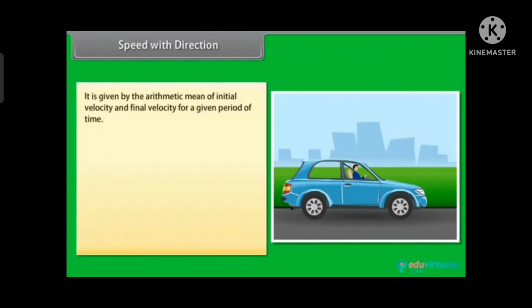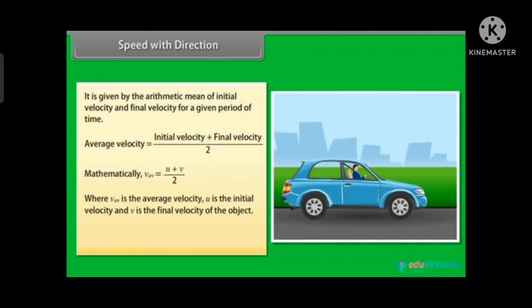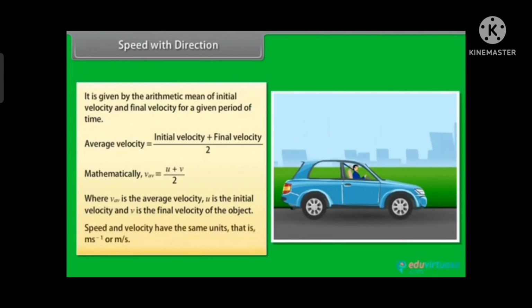It is given by the arithmetic mean of initial velocity and final velocity for a given period of time. That is, average velocity is equal to (initial velocity plus final velocity) by 2, where V_av is the average velocity, u is the initial velocity, and v is the final velocity of the object. Speed and velocity have the same units, that is, meter per second.